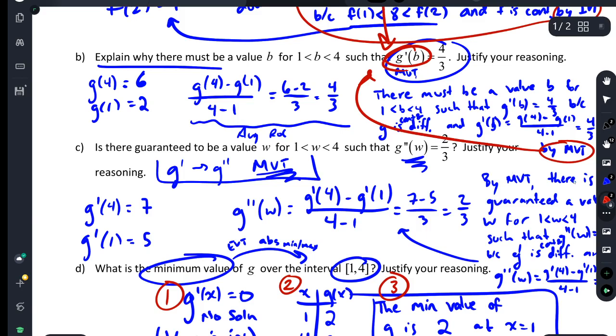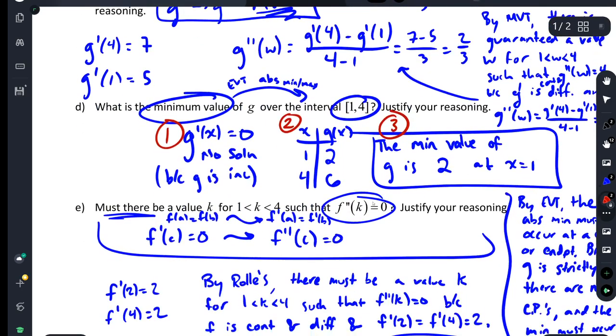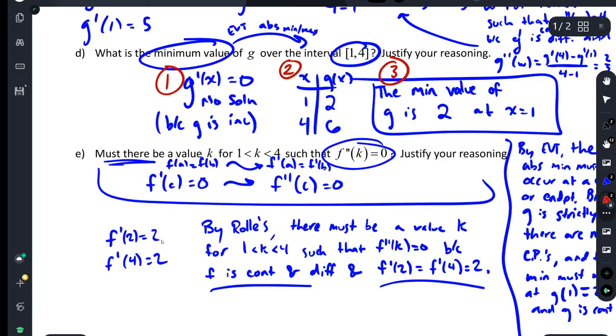And then I would say by MVT, there's guaranteed. And then my because, I need to say because g is continuous and differentiable. And then I just rewrite this part. I don't need to show the steps in between, but to the final answer at least. For any minimums or maximums, it's actually just three things. I don't need to write a sentence. It's show that the derivative is 0, make a table, and then state the answer. And for anything with Rolle's, I need to show 2 spots where I have the same answer.